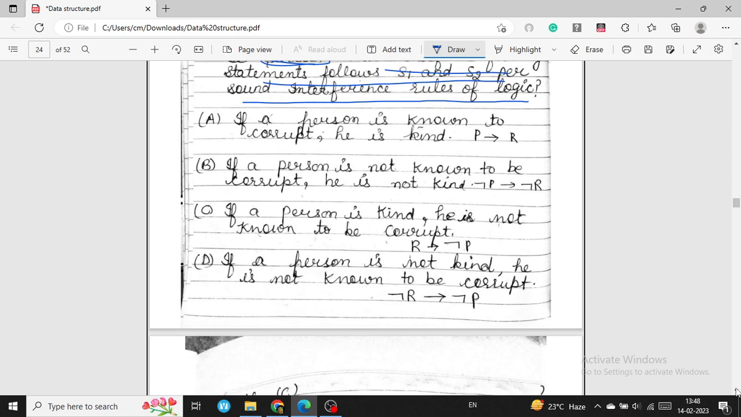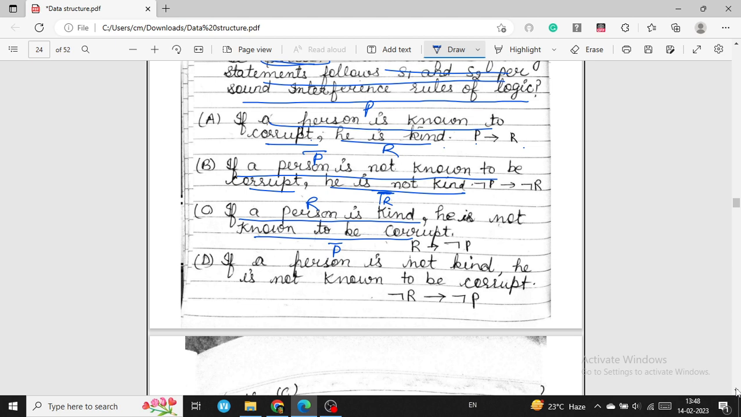Here we take, if a person is known to be corrupt, he is kind. That a person is known to be corrupt is represented by P, and he is kind is represented by R. Here the statement says, if a person is known to be corrupt, then he is kind: P implies R. If a person is not known to be corrupt, that means not P, and he is not kind, not R. So the statement will be represented like this: not P implies not R. If a person is kind, he is not known to be corrupt. That means R implies not P.